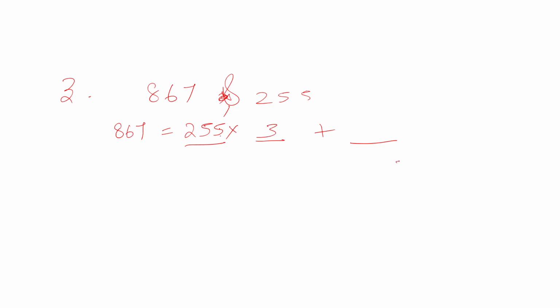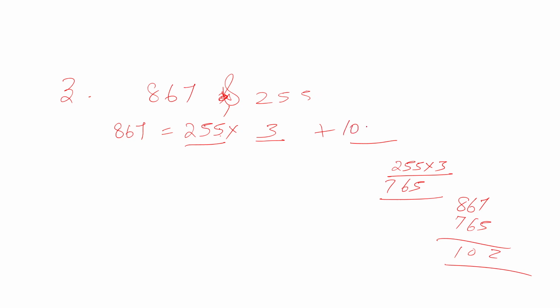Okay. So 255 into 3 will give you 765. So 867 minus 765, you will get 102. Okay, but R is not equal to 0, so we have to proceed again. 102 into what number? 102 into 2 means 204. If I go 3 times, it will become 306. So it should be only 204. So the remainder will be 51.